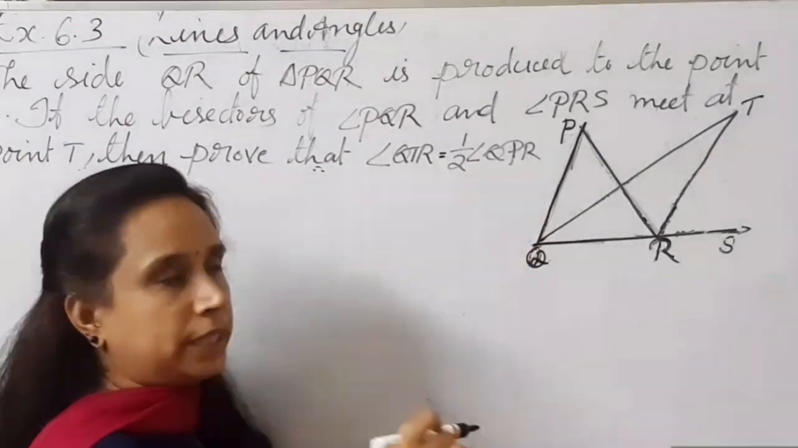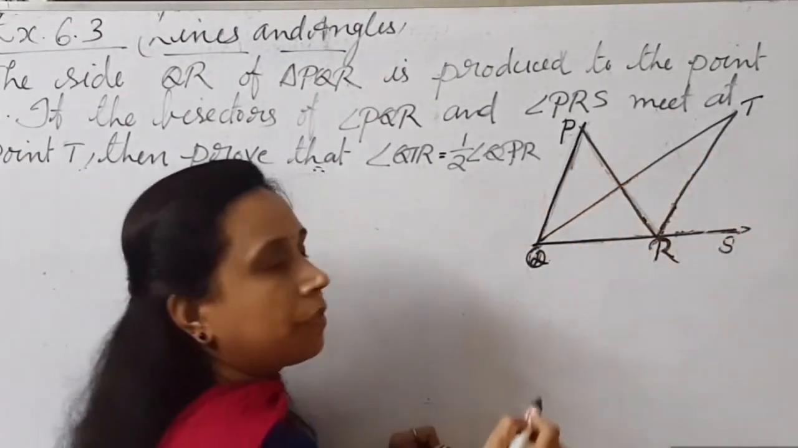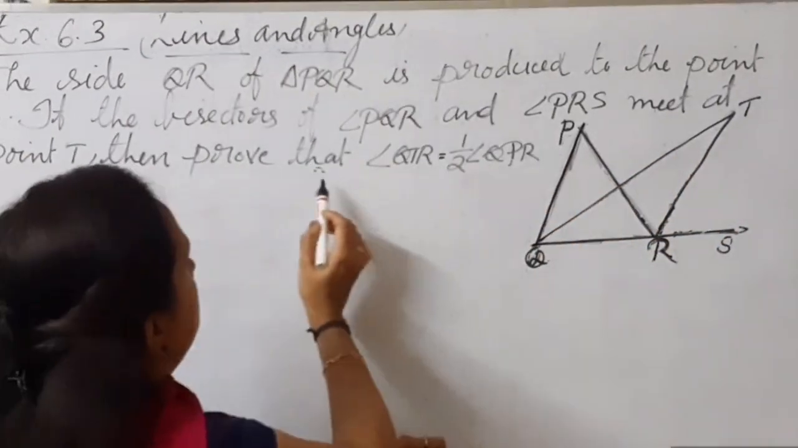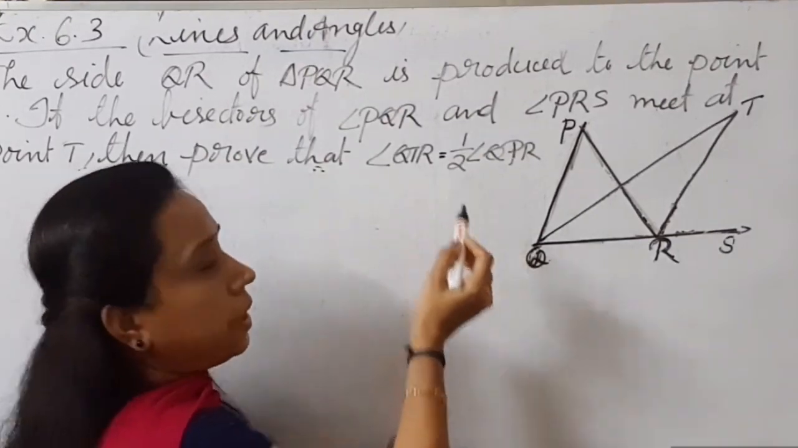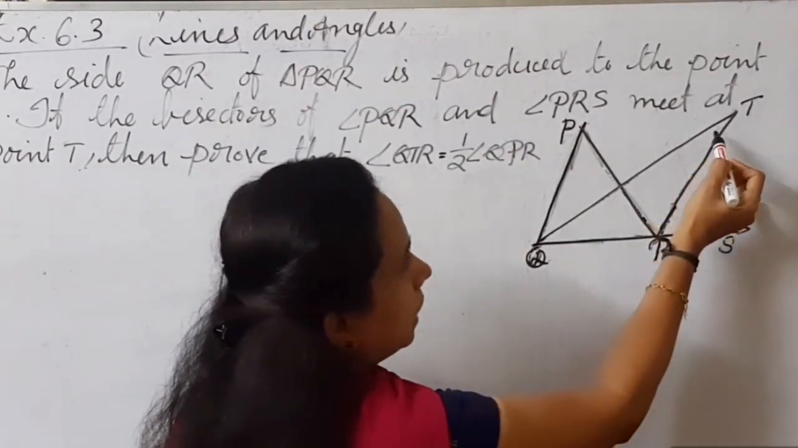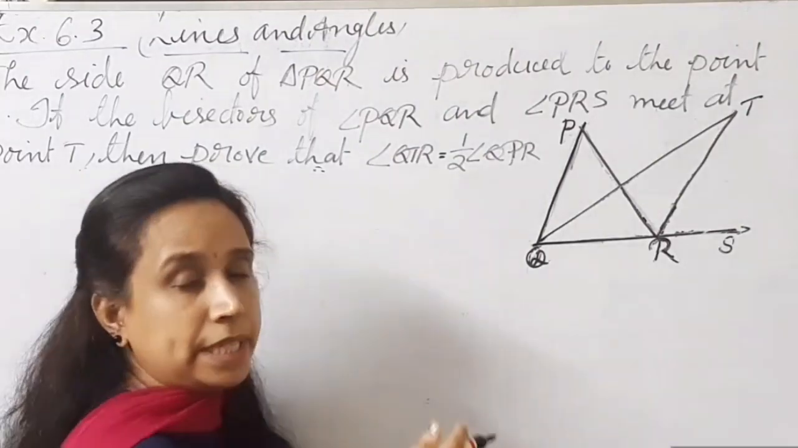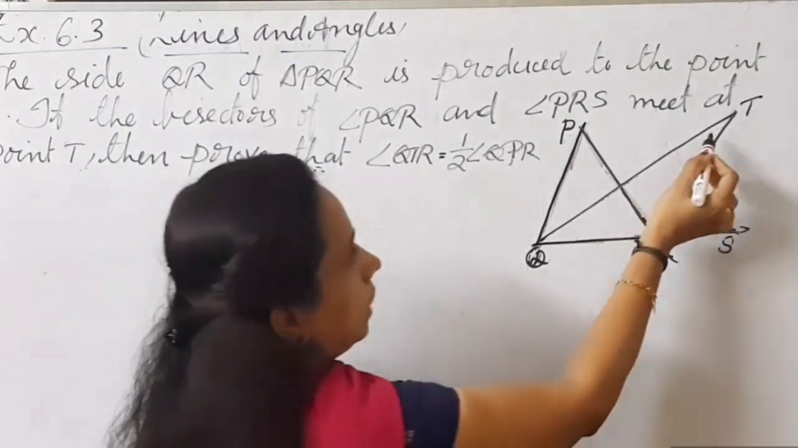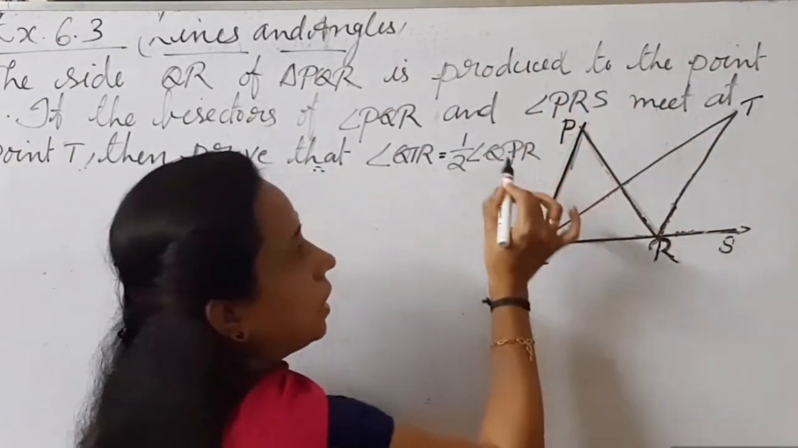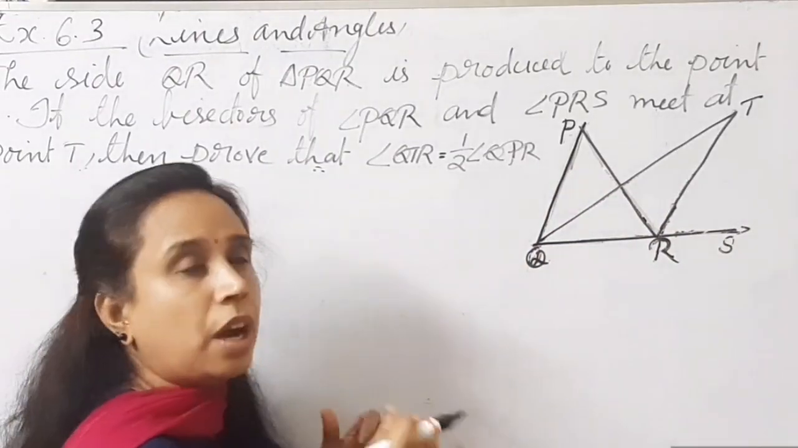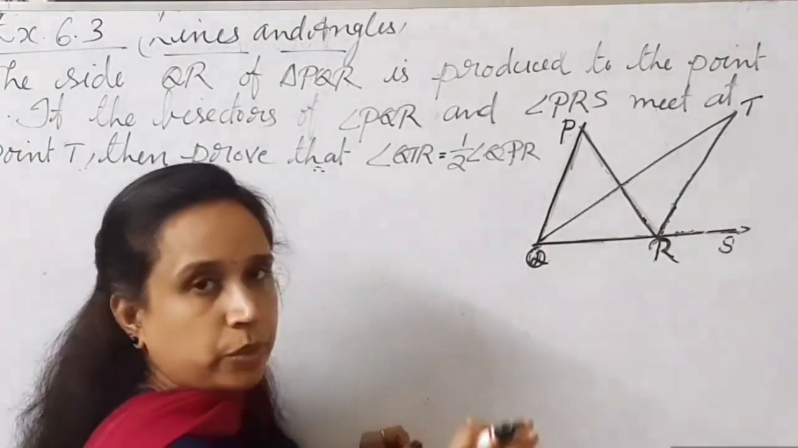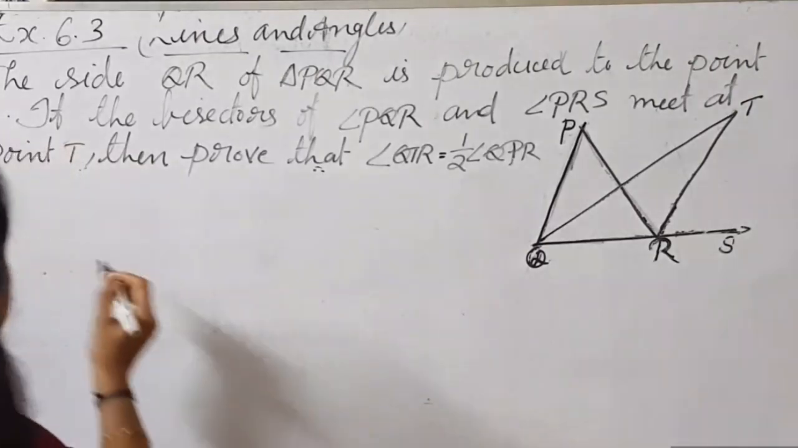Then we have to prove that angle T is equal to half of angle P. That is the question here. Angle T is the same as angle QTR. This angle QTR is equal to half of angle QPR. That is, angle T is equal to half of angle P. Okay, that is the question. Shall we see the proof?